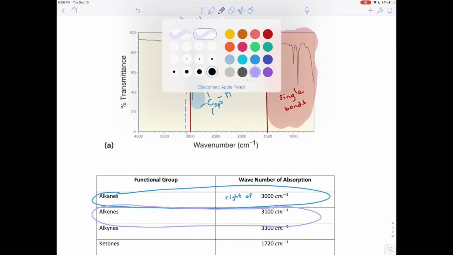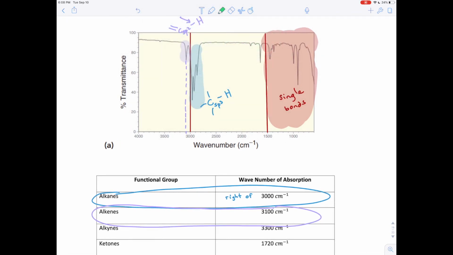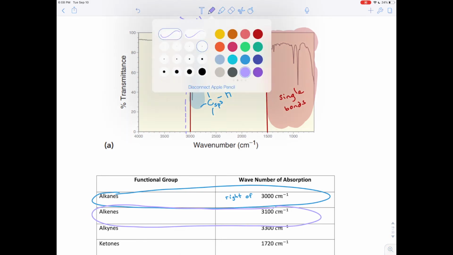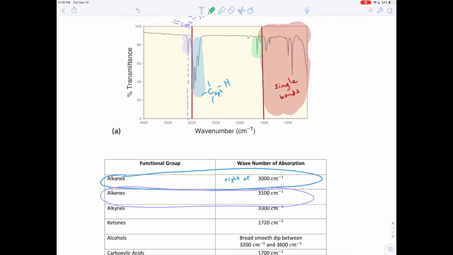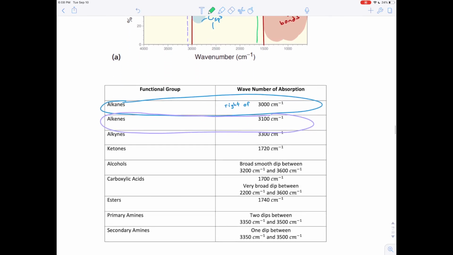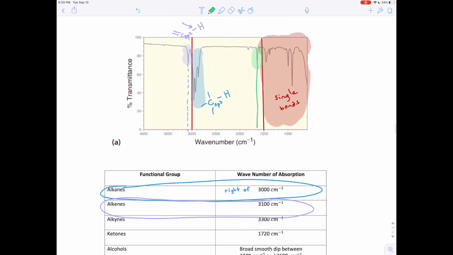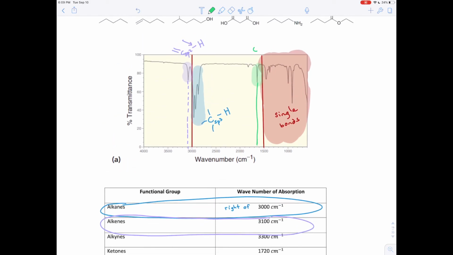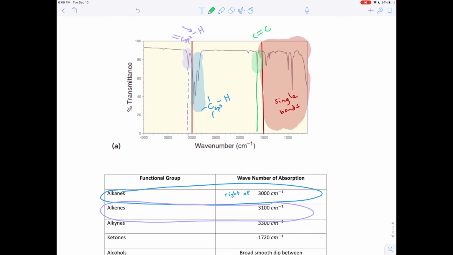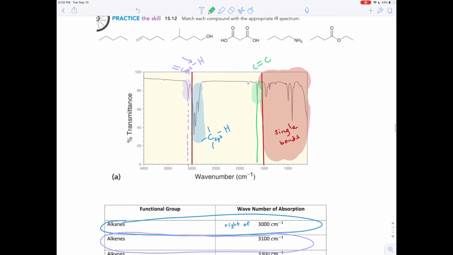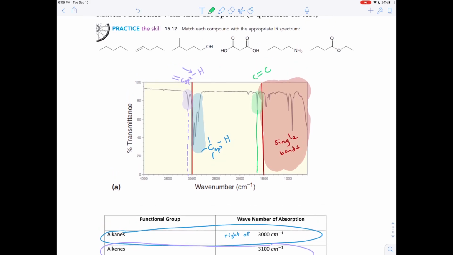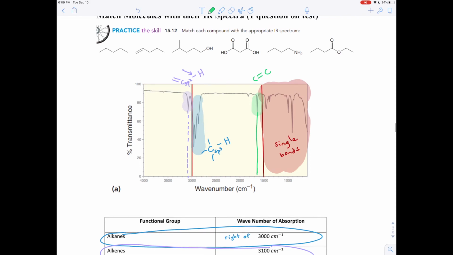Now you might notice there is another dip here, there's another shadow. That is not one of the ones you'd be expected to know. It's at around 1650, maybe 1600, and that's not represented anywhere here, so you wouldn't have to know that for a test. It happens to be the shadow that's cast by the double bond between two carbons. So all we have evidence for here is a carbon with double bonds, an alkene.